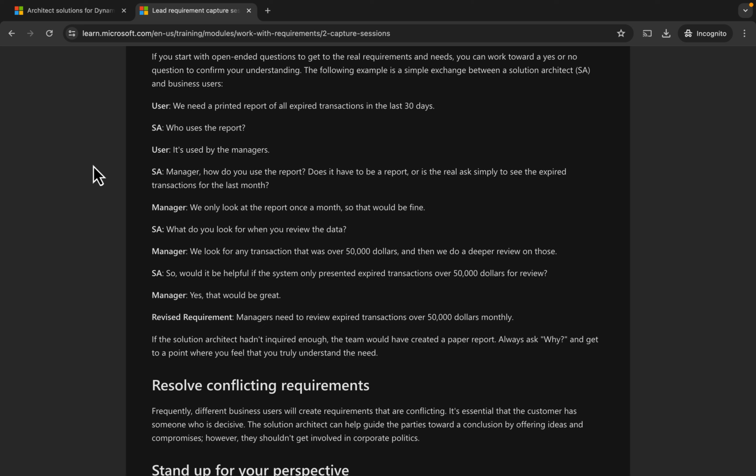This results in a revised requirement. Managers need to review expired transactions over $50,000 monthly. You can see if the solution architect hadn't inquired enough, the team would have created a paper report. Always ask why, and get to a point where you feel that you truly understand the need.